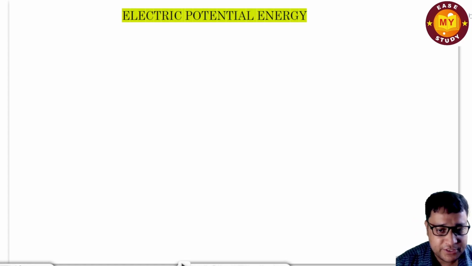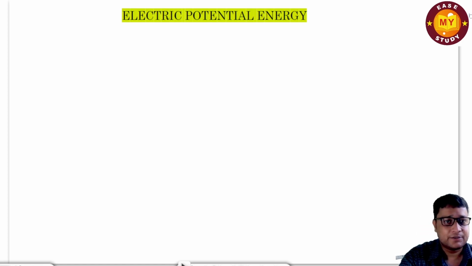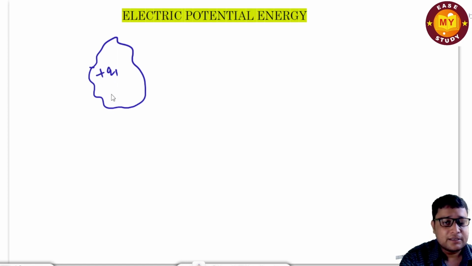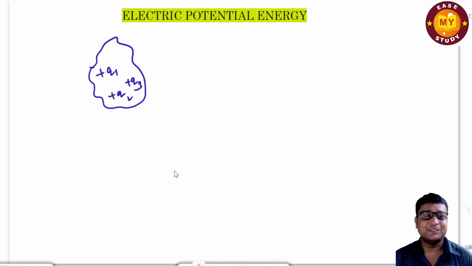So first we'll understand what is the electric potential energy and why. Now consider a system of charges. We have a system of charges, say Q1, Q2, Q3. So when there are charges present, they would have the electric field lines near them.